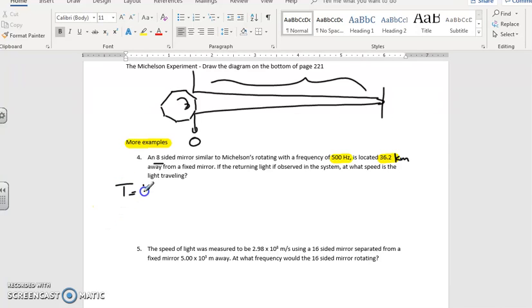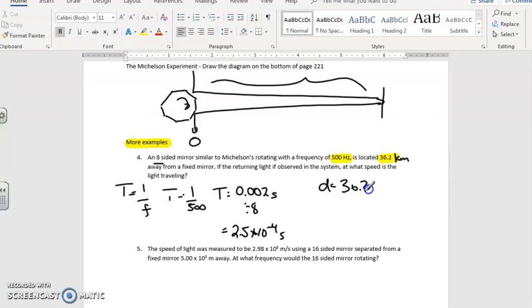And so like we did before, 1 over frequency, 500 hertz means that the period is 0.002 seconds, and for 1/8 of a rotation, it's 2.5 times 10 to the negative 4 seconds. And so the time it takes for light to travel all this distance is only 2.5 times 10 to the negative 4 seconds. The distance traveled is 36.2 kilometers times 2, there and back. So that gets you 72.4 kilometers, or 72,400 meters.